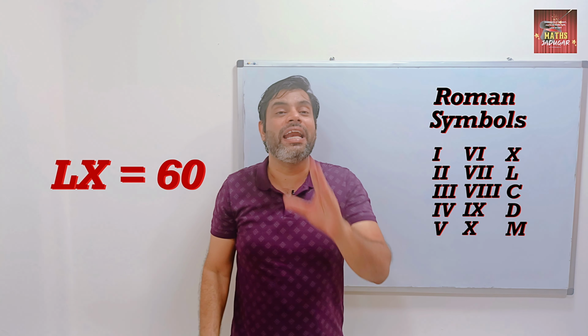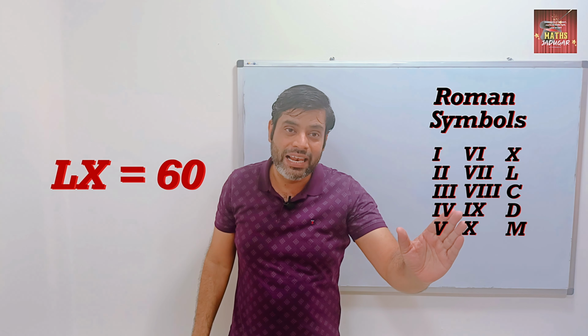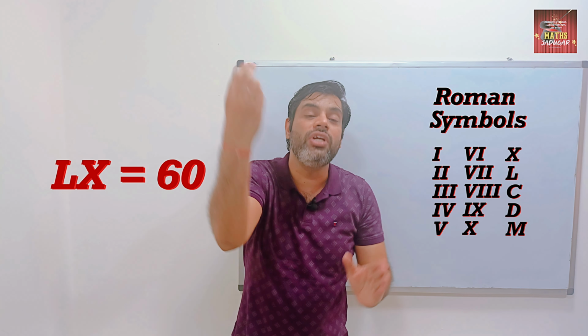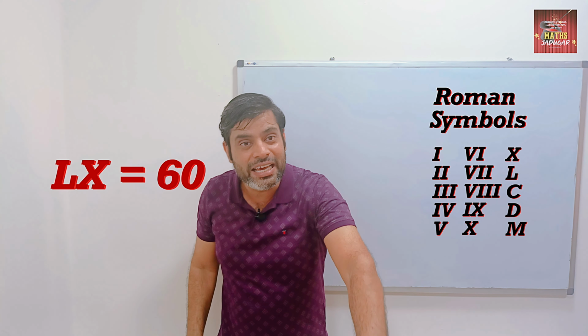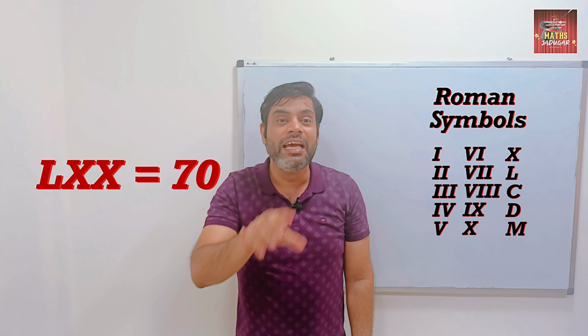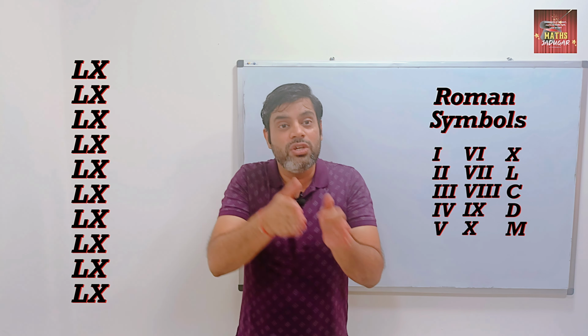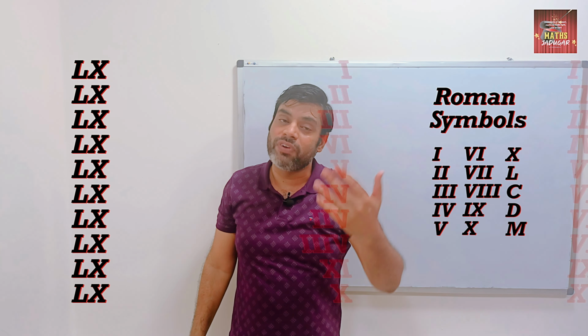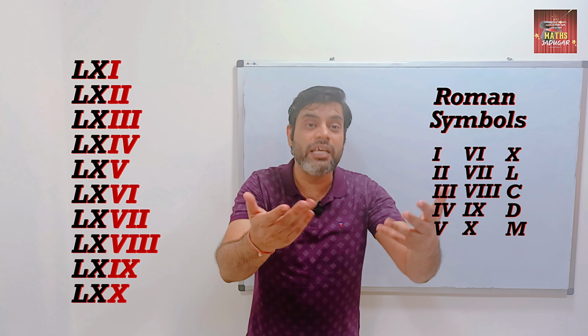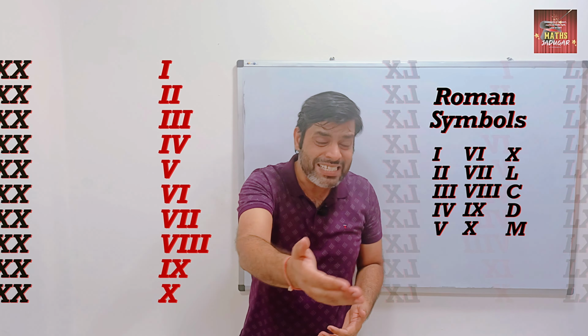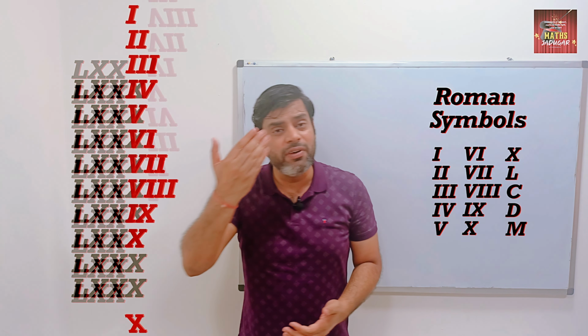60 is LX. I can add X with L and I can add it again and again, 3 times. So 60 is clear. 70 will be LXX. 80 will be LXXX. For 60 to 69, just write LX and then after that 0 to 9. So for 0 nothing, of course. 1 to 9 you know. 71 to 79 same. 81 to 89 same.